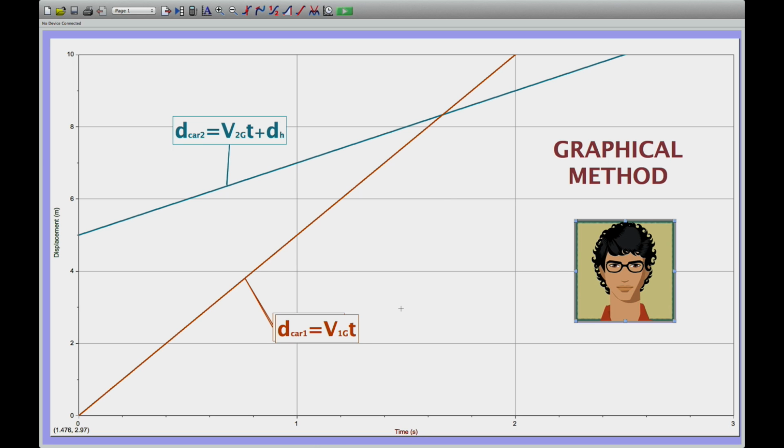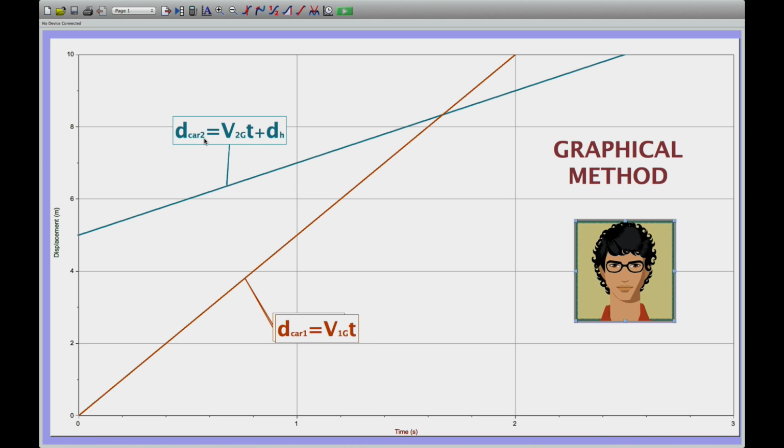So, what we have here is a D versus T graph, displacement versus time. And what you see are the slopes that represent the velocity and their corresponding equations that match. So for example, this is the equation for car 1. Here's the slope. And note that the slope is actually V1G. It's rise over run, displacement over time. So we have the displacement of car 1 and its slope.